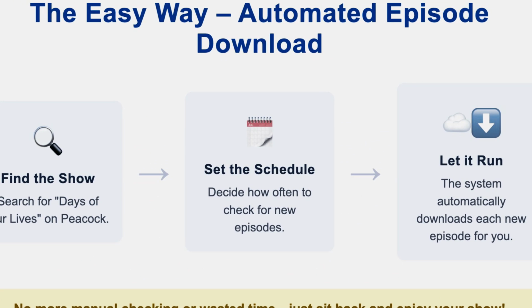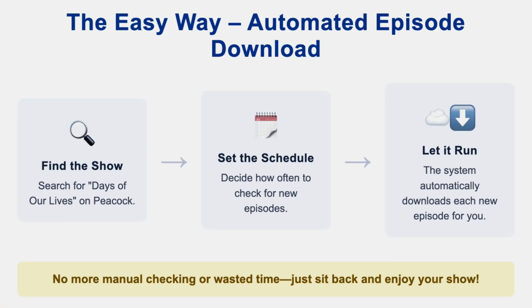It's just 3 simple steps. Find the show, set the schedule, and let it run. We'll use Peacock's Days of Our Lives as our example.